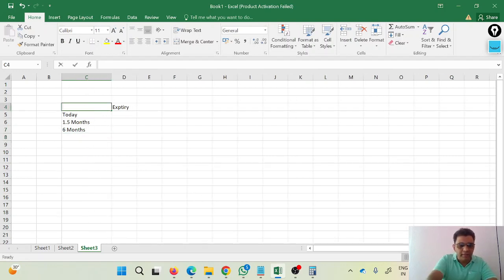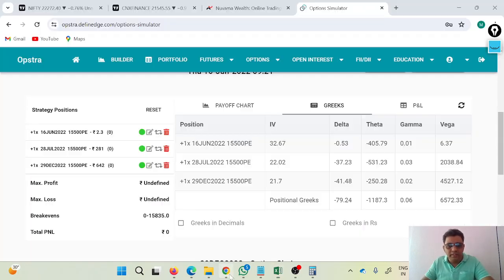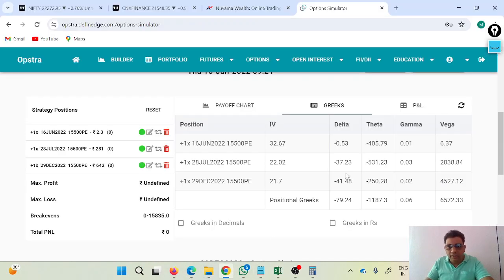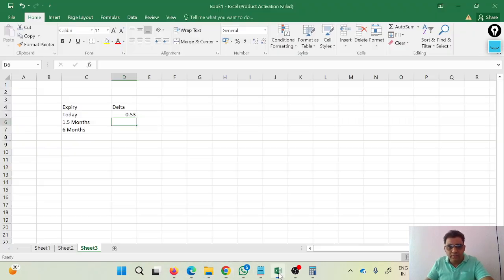These are the expiry. And I will write it down, delta. How much delta have they shown? Here 0.53. I don't know why it's showing 0.53. Earlier it was showing 3, but okay, no problem. I will write down 0.53. I'm just writing the absolute value, not negative. Then where has it gone? It is 37.